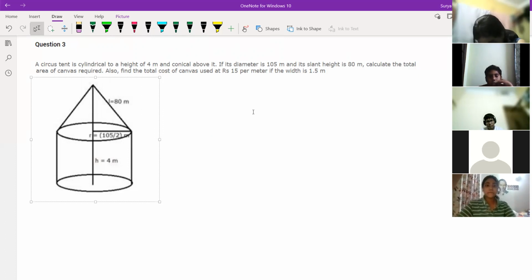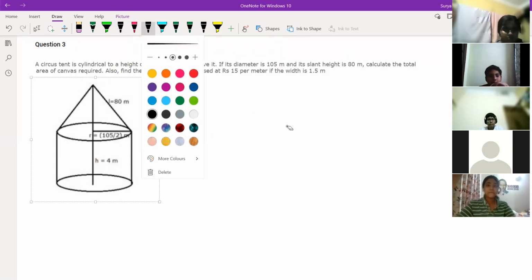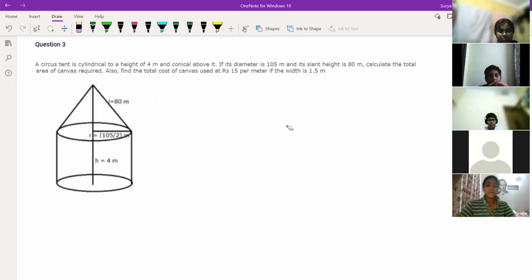Sir, I understood the whole question, but I didn't understand how to implement the width. What is the width for? Width of what? Sir, it's given the cost is rupees 15 per meter if the width is 1.5. Acha, cost of canvas. See, cost of canvas is like you have seen the sari, no? Yes, sari you have seen. What is the width? We're calculating the width of the tent. Wait, if I discuss, then we'll get to know what goes in this. Okay, sir, once again, I'll just.